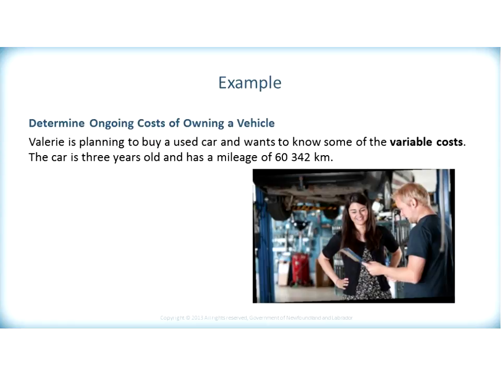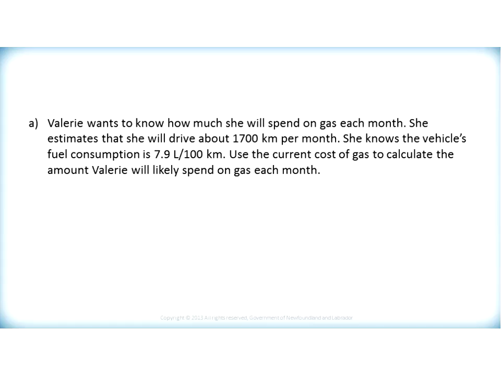So we're going to look at an example here of determining variable costs in a car. Valerie is planning to buy a used car and wants to know some of the variable costs. The car is 3 years old and has a mileage of 60,342 kilometers. Valerie wants to know how much she will spend on gas each month. She estimates that she will drive about 1,700 kilometers per month. She knows that the vehicle's fuel consumption is 7.9 liters per 100 kilometers. Use the current cost of gas to calculate the amount Valerie will likely spend on gas each month.